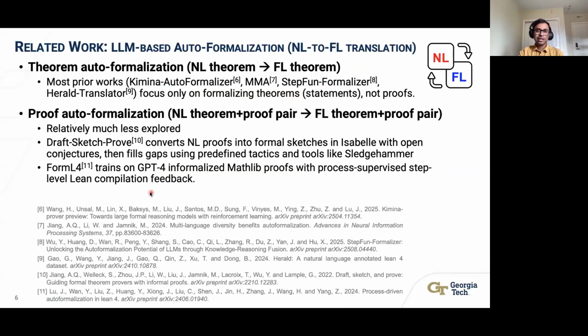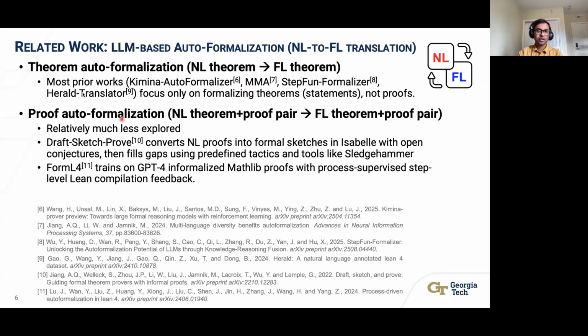So now let's look at the landscape of LLM-based auto-formalization tools, that is, systems that translate from natural language to formal language. Most of the existing systems focus only on theorem auto-formalization. That is, they convert just the natural language statement into a formal theorem. For example, the Kimina auto-formalizer, MMA, the Step formalizer, Herald translator, all of these are theorem auto-formalizer tools. And all these LLMs stop at the statement level and they do not formalize the accompanying proof.